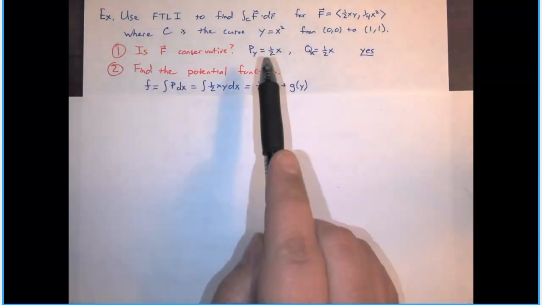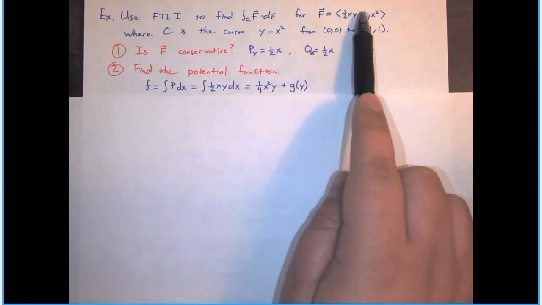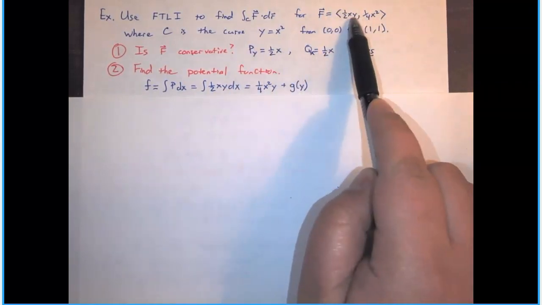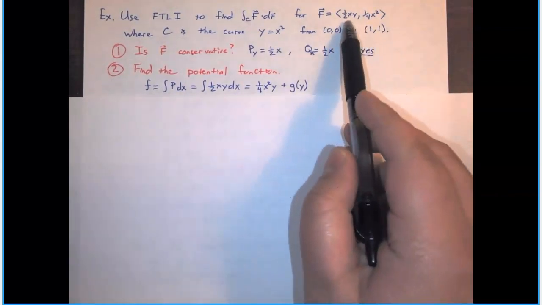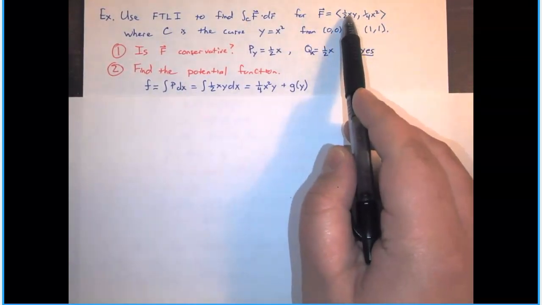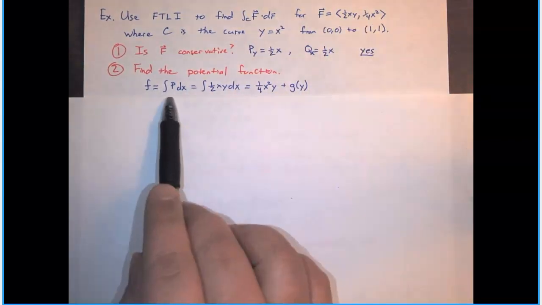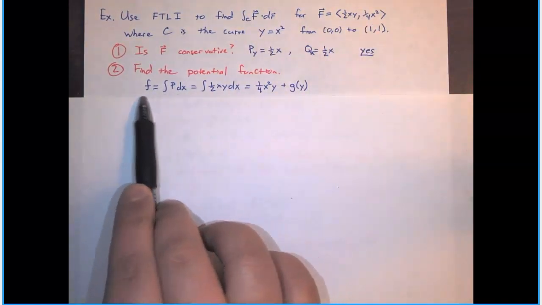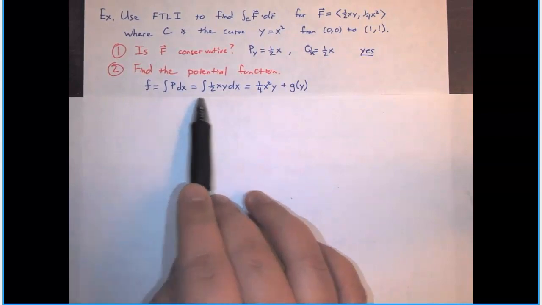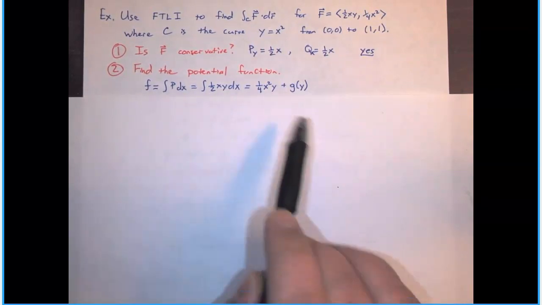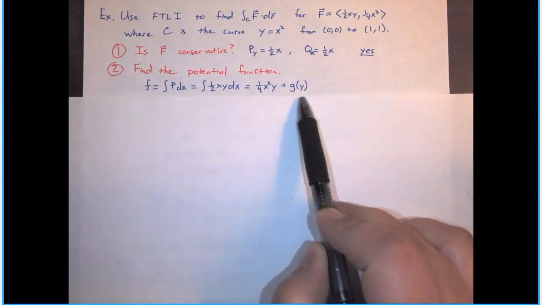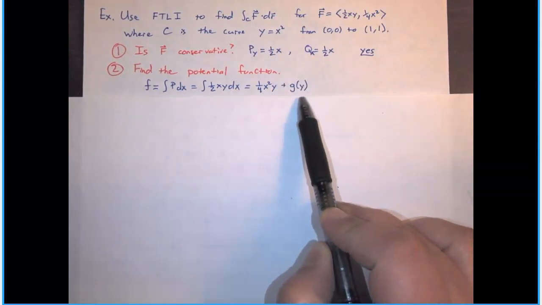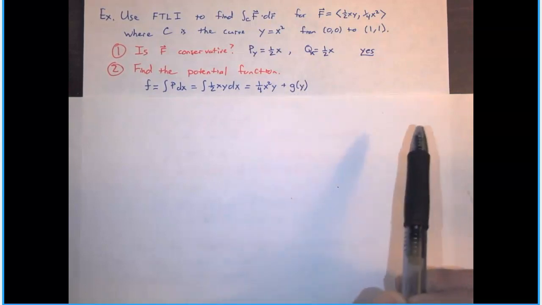So I'm going to start by integrating this first component, integrate P with respect to x. Remember, P is the partial derivative of the potential function with respect to x, so if I integrate it with respect to x, I should recover my potential function. So I integrate 1/2 xy, I get 1/4 x squared y plus a function of y, because I might be missing terms without x's. And I'm just going to call that function g of y.